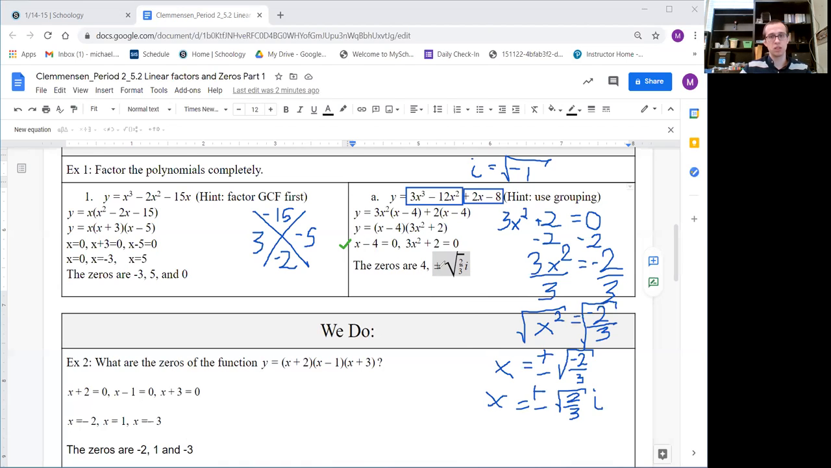So again, if I was listing this out and you don't like how this looks, you could also write it as 4, square root of 2/3 i, and negative square root of 2/3 i. Remember, that's a negative sign. Let's make it look a little better. All right, those are my three solutions: the positive one, the negative one, and then my 4.